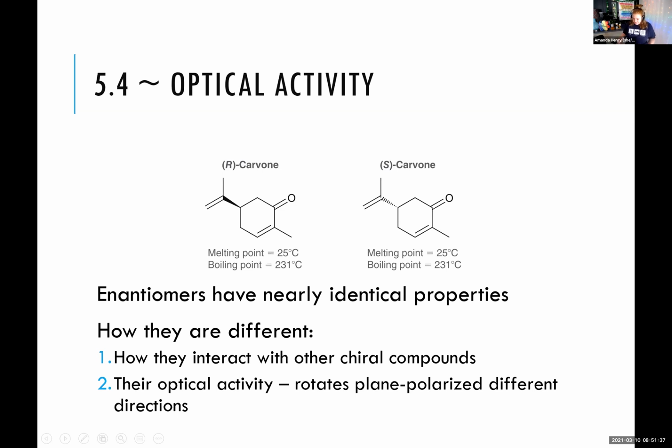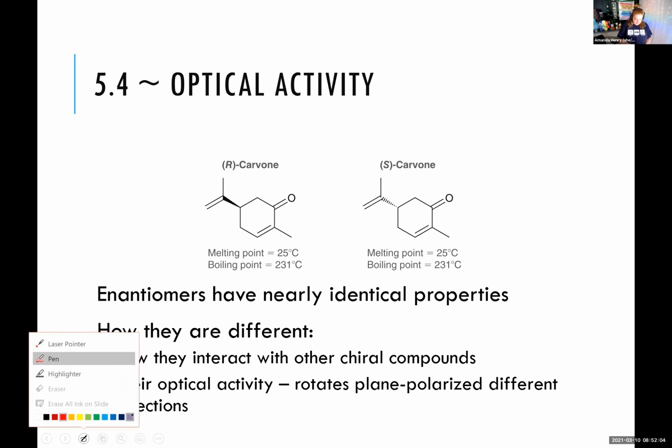So we're going to continue with chapter 5. And in chapter 5, we've been looking at enantiomers. So a reminder, enantiomers are two molecules that are mirror images of each other that are not the same thing. There's a picture on here of carvone, and we have the R carvone and the S carvone.